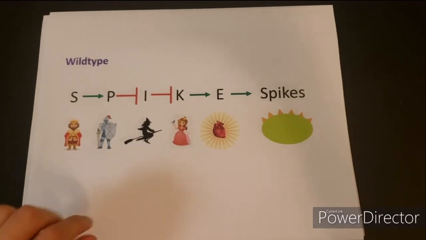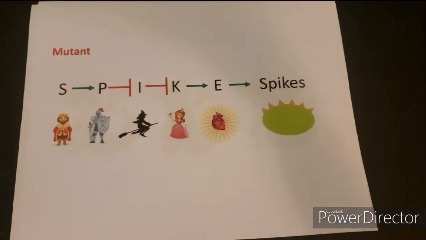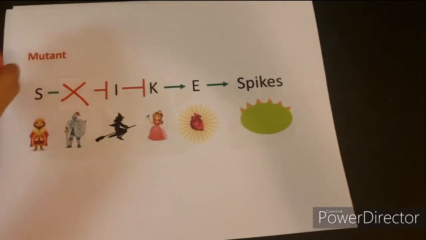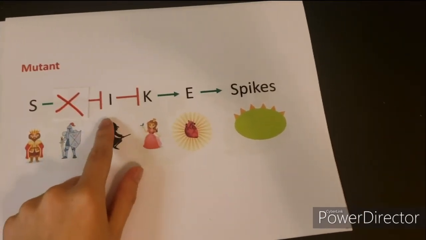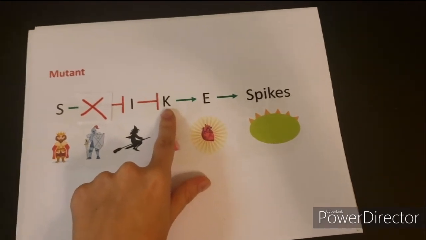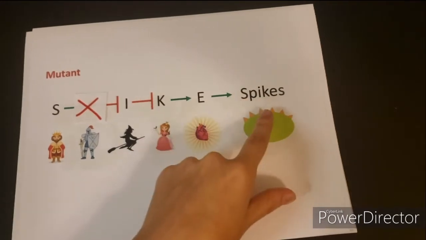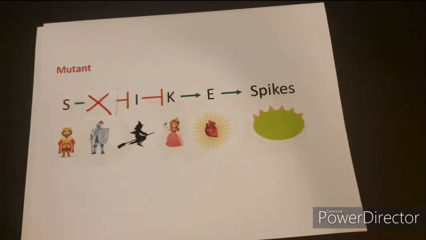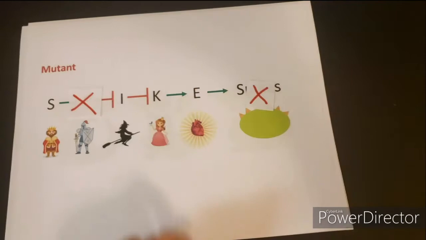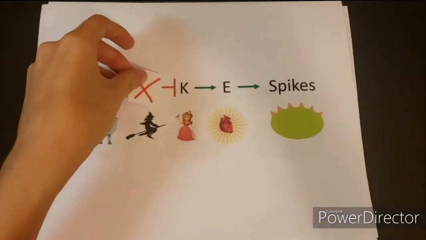So let's see what happens when we mutate this developmental network. So, for example, let's get rid of P. So there's nothing going to be inhibiting I, so I will be able to inhibit K, and if there's no K, then K won't be able to promote E, and E won't be able to promote spikes, so spikes will not be formed.